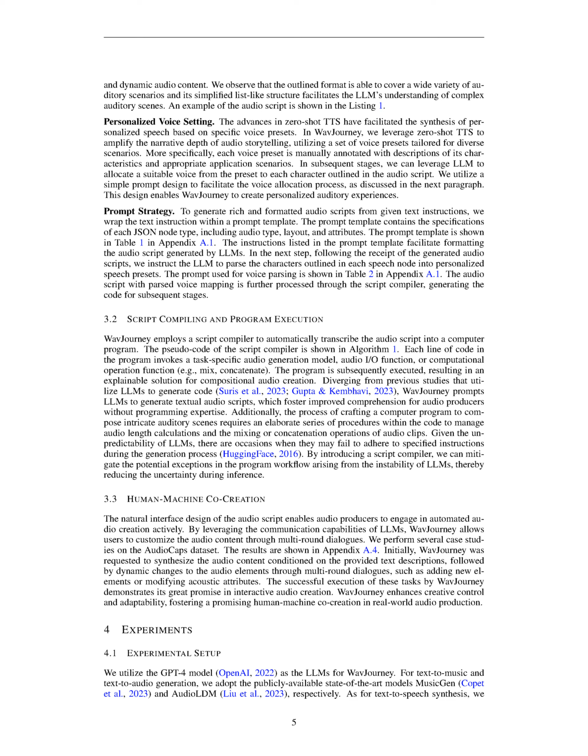Each line of code in the program triggers a specific audio generation model, audio input-output function, or a computational operation function like mixing or concatenating. Once the program is run, it produces a solution that can be easily understood for creating composite audio. Unlike previous studies that used language models, LLMs, to generate code, WavJourney uses LLMs to generate textual audio scripts. This approach makes it easier for audio producers who may not have programming skills to understand the process.